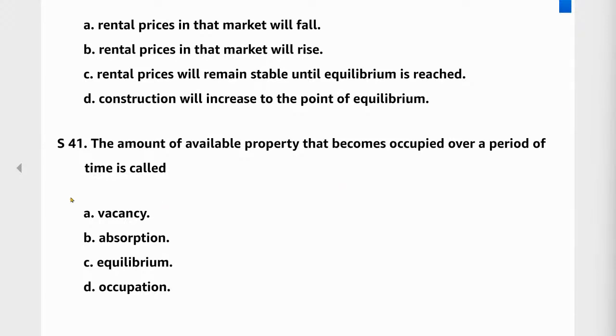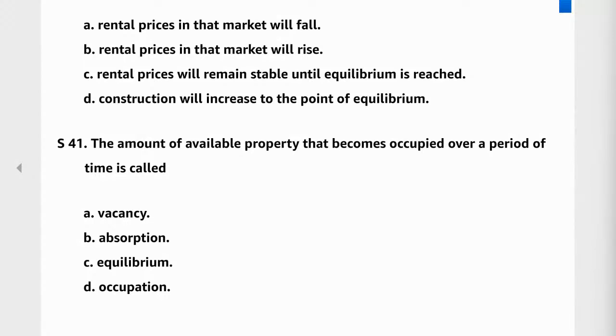So check out what it says. The amount of available property. It was available, but it became occupied over a period of time. It's not just on rentals, it's also on available property for sale. It's called the absorption rate. It is how many properties are absorbed within a certain period of time that were initially vacant and then become occupied. So the answer here is B, absorption.